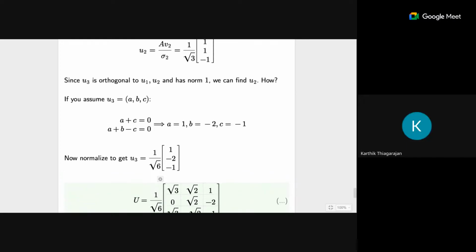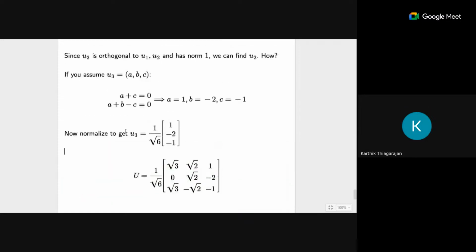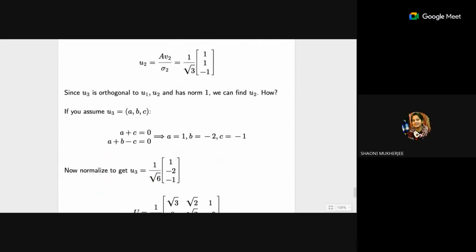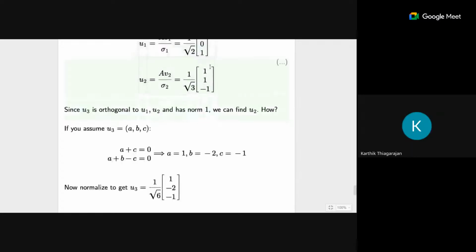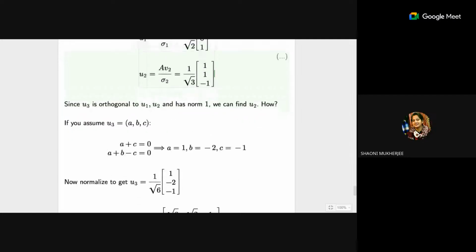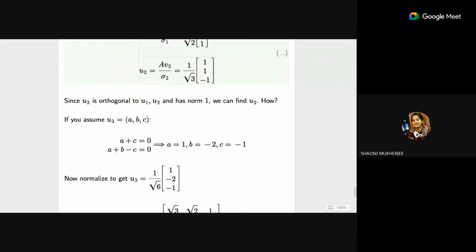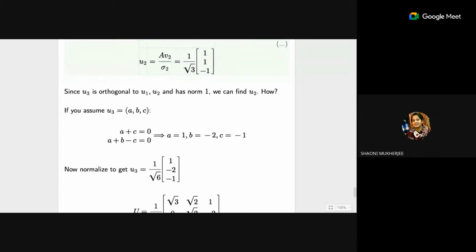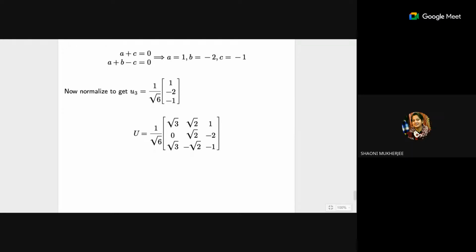Okay, sorry, I'm missing something. Sir, U1 is 1 by root 2 times 1, 0, 1. Correct. U2 is 1 by root 3 times 1, 1, minus 1. U3, correct, we are getting 1 by root 6 times 1, minus 2, minus 1. Right. Now, outside there should be 1 by root 2 into 1 by root 3 into 1 by root 6.